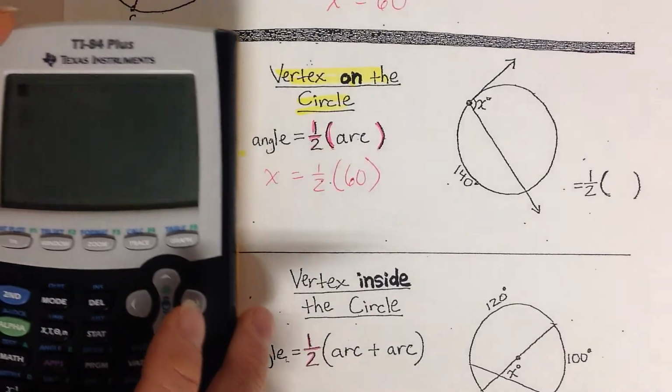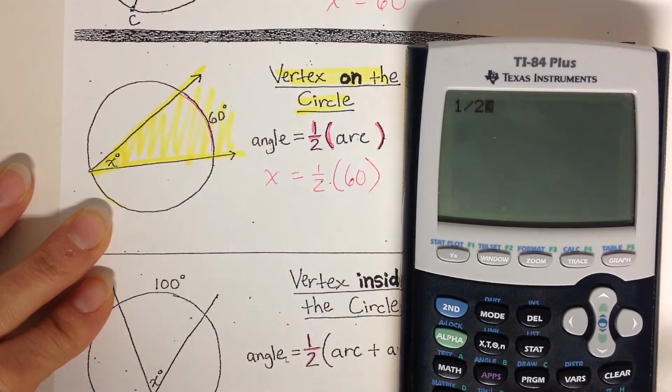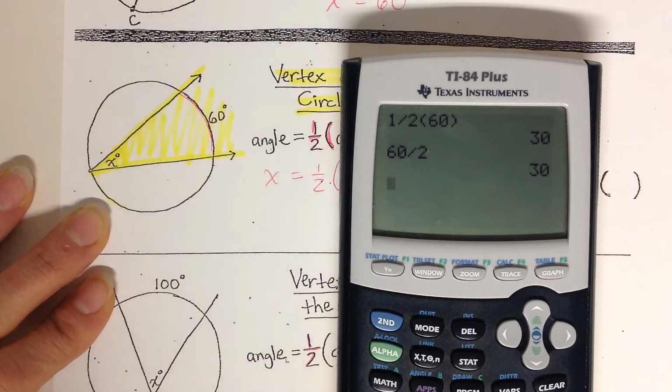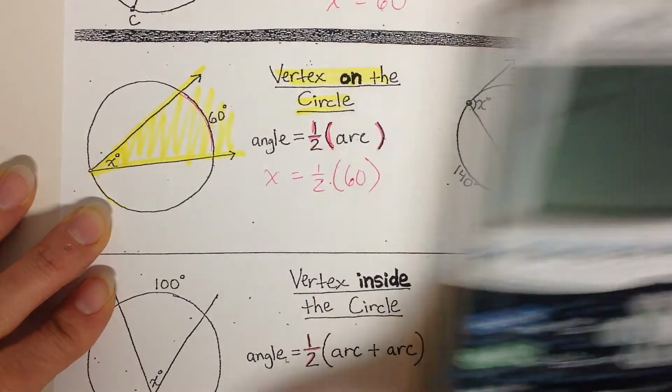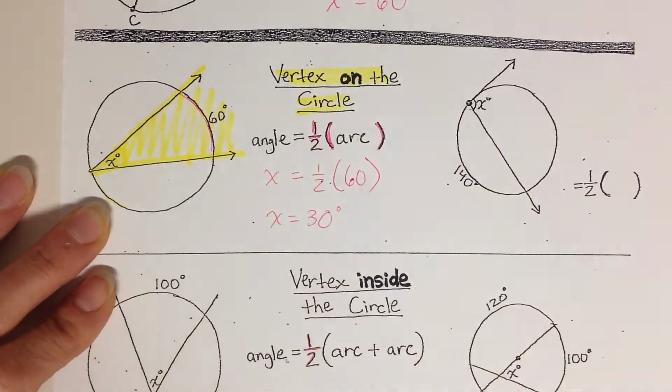Alright, now you can do this on your calculator one of 2 ways. You can do it just like you see it. Okay, but some students just rather go, okay, I've got the arc, I'm going to divide by 2. Multiplying by 1/2 is the same as dividing by 2. It's going to get the same answer. Okay? So half of 60 is 30.